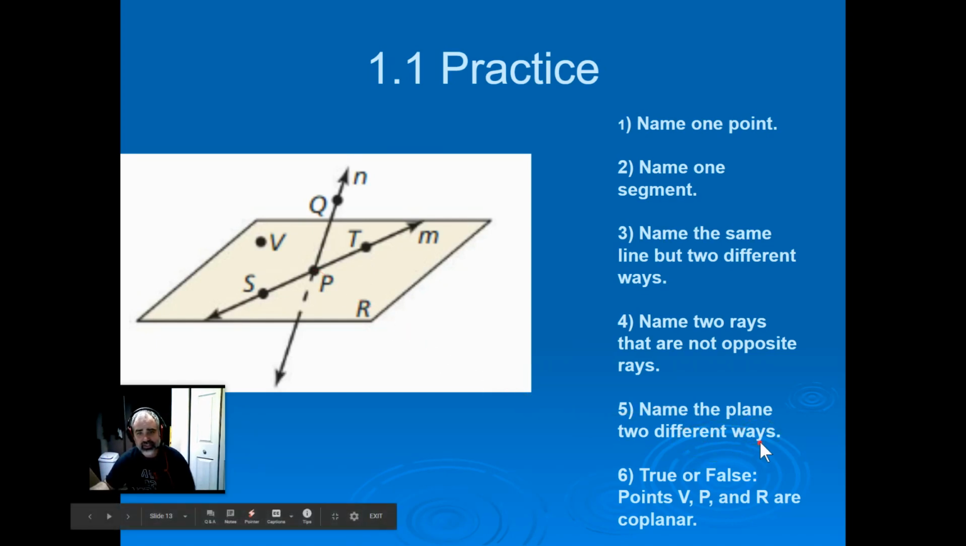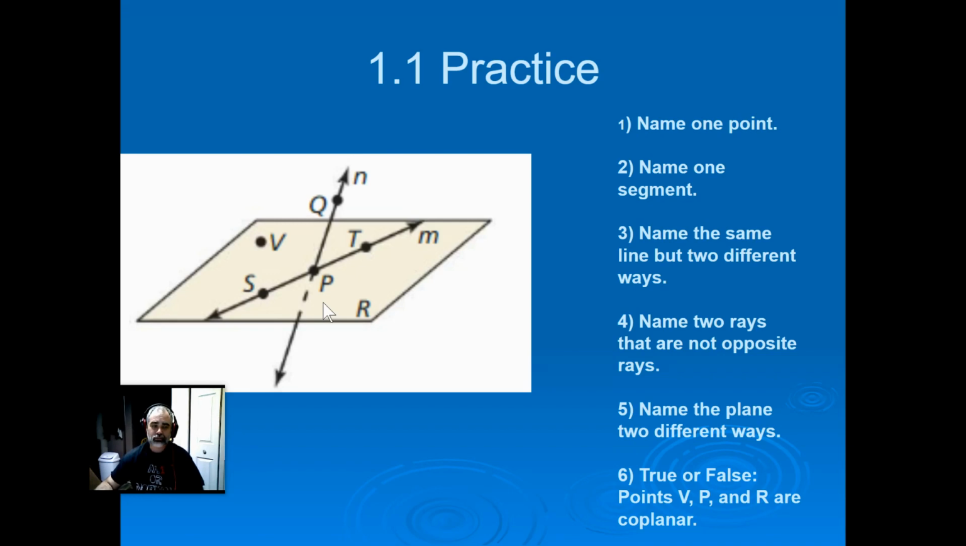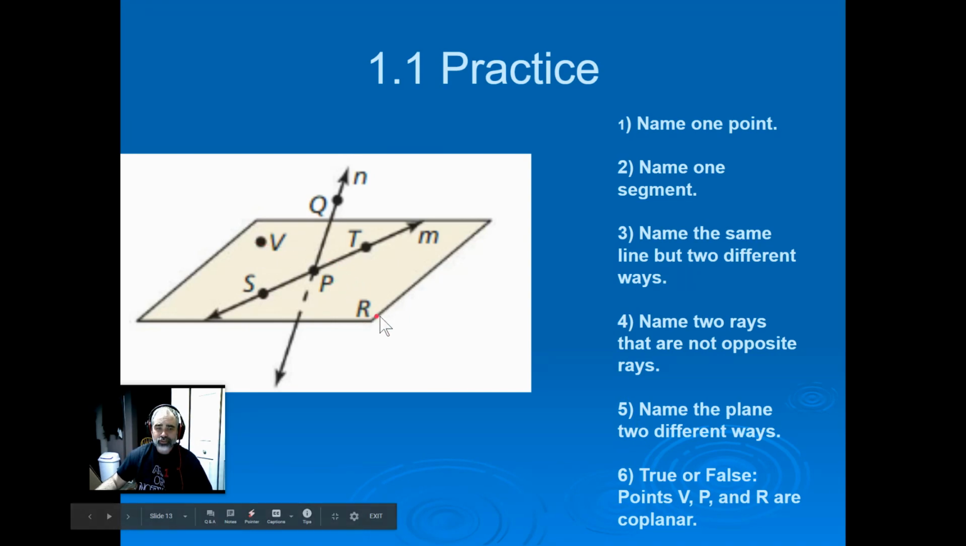The plane, pick 3 points in the plane. Again, remember R, M, and N are not points, so you can't choose those. And Q is above the plane, so you had to pick a combination of 3 letters over here. And then the very last one, true or false, V, P, and R are coplanar. Remember, we use the word plane in coplanar. It is not coplanar. So V and P are both points. R is not a point, so we don't say that it's coplanar. So if R were a point, it would be a part of the plane, but it's not, so we would say false. That's a tricky one. But this is an honors class, so you can do it.